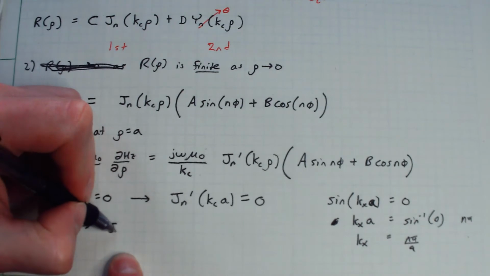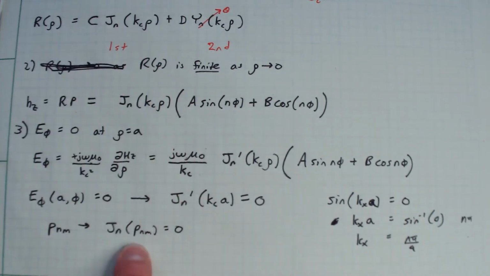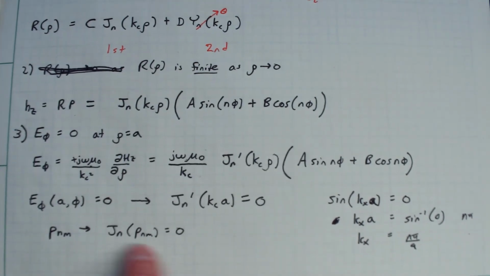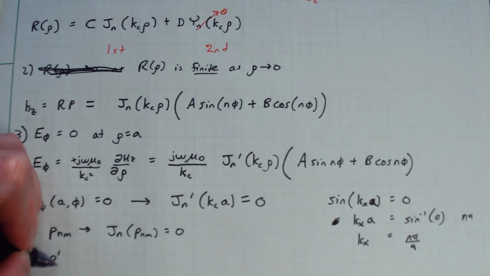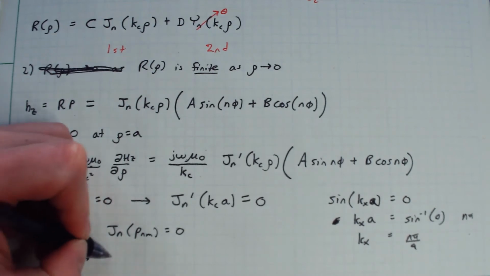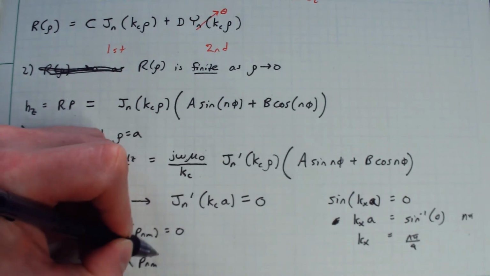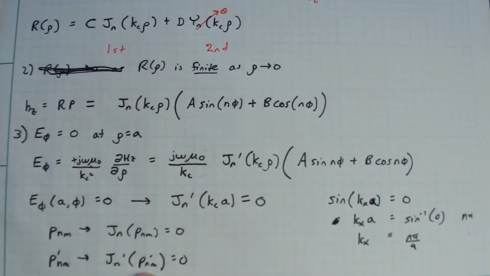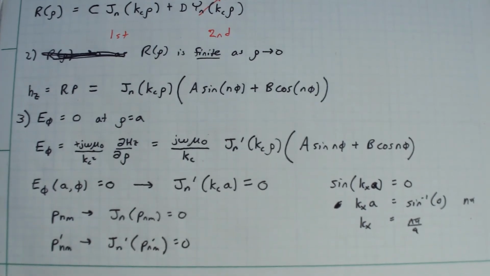In other words, if I say J sub n of P sub nm is equal to 0, this n corresponds with that m, and then there'll be a bunch of zeros corresponding to that. We'll do some graphs of that in a moment. Then P prime sub nm will correspond to the derivatives of the Bessel function instead. P sub nm prime is equal to 0. So whatever that number is, I'm defining it as the number such that if I calculate the derivative of the Bessel function at that value, I will get 0.